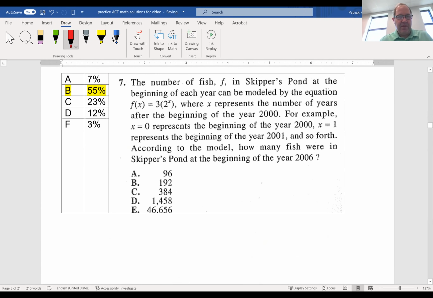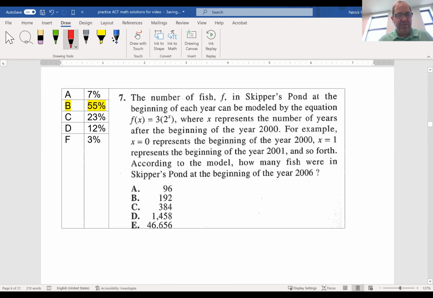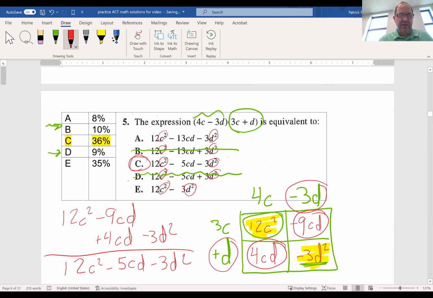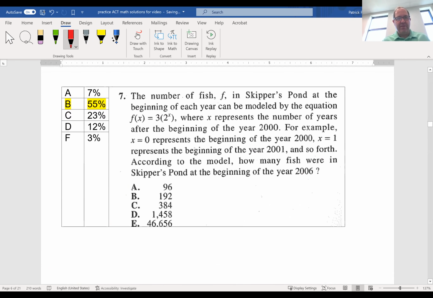Okay. This is question number 7. And so let's look at this. 55% of people got number 7 right. This one here, which I think is an easier question, only 36% of people. So maybe word problems people do a little better on. I don't know. Well, the question tells us that we're modeling this growth by this equation here.